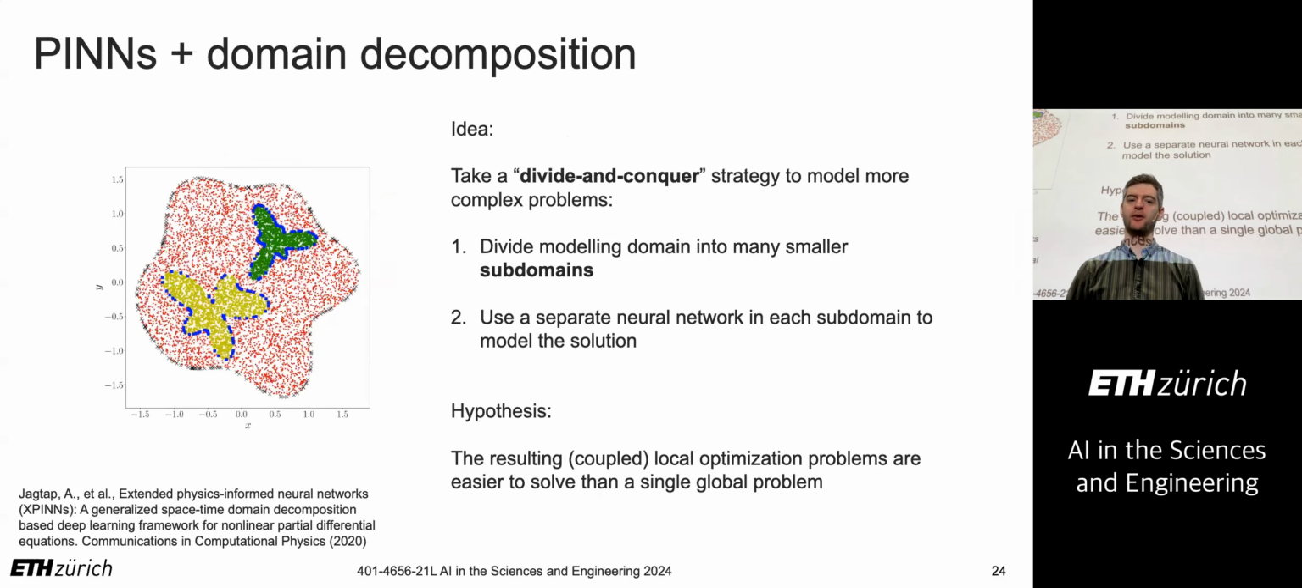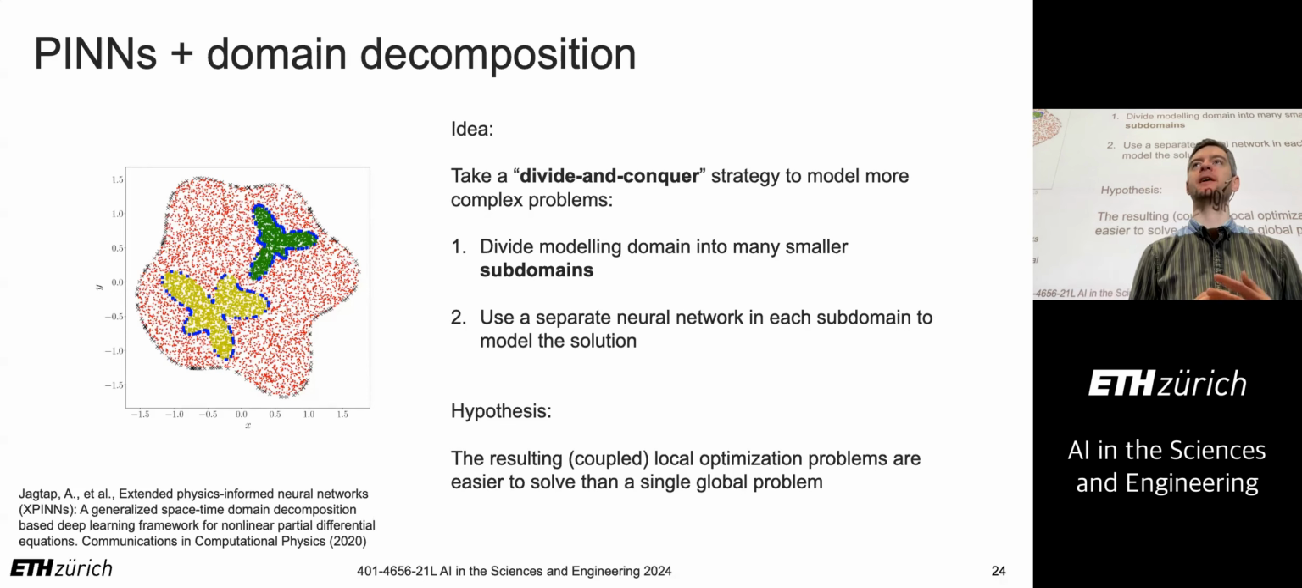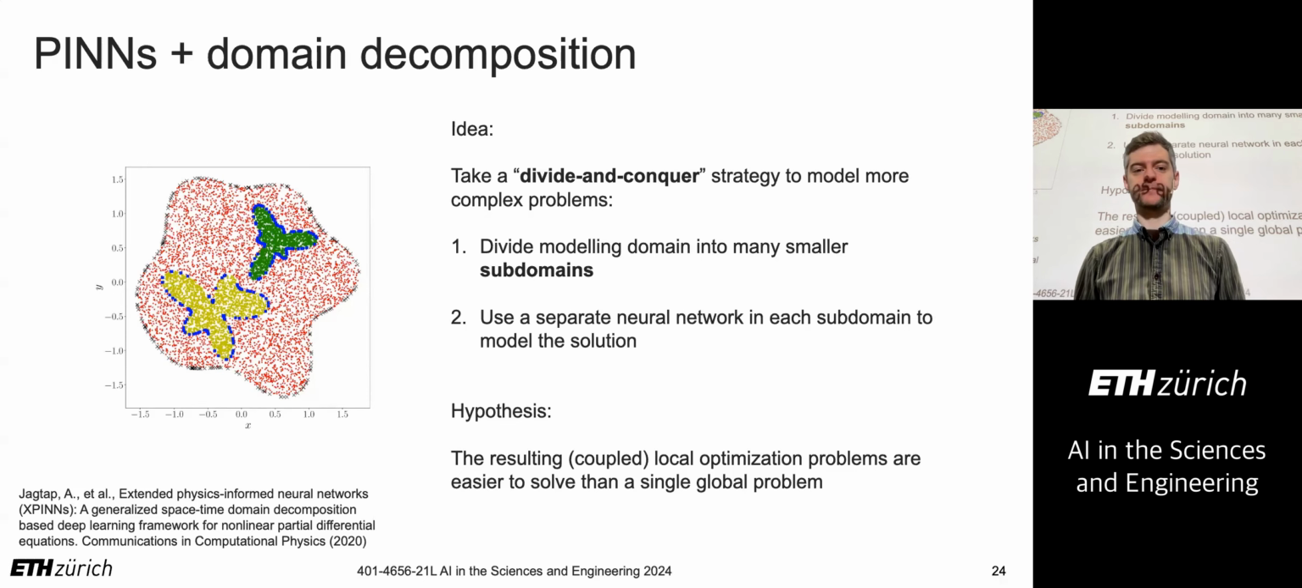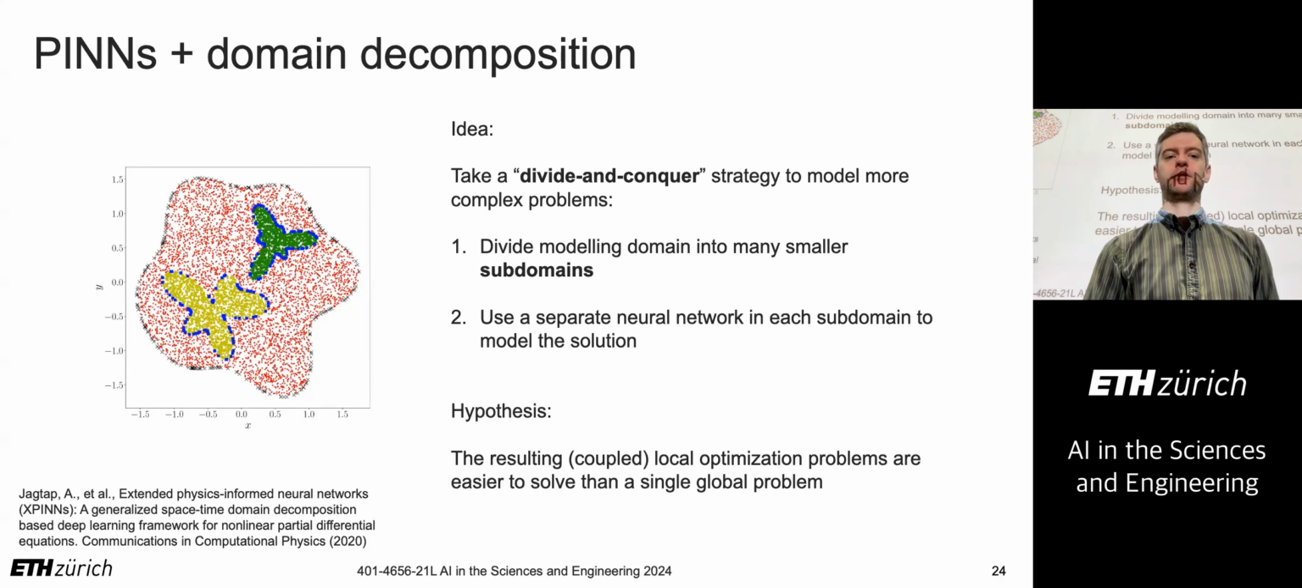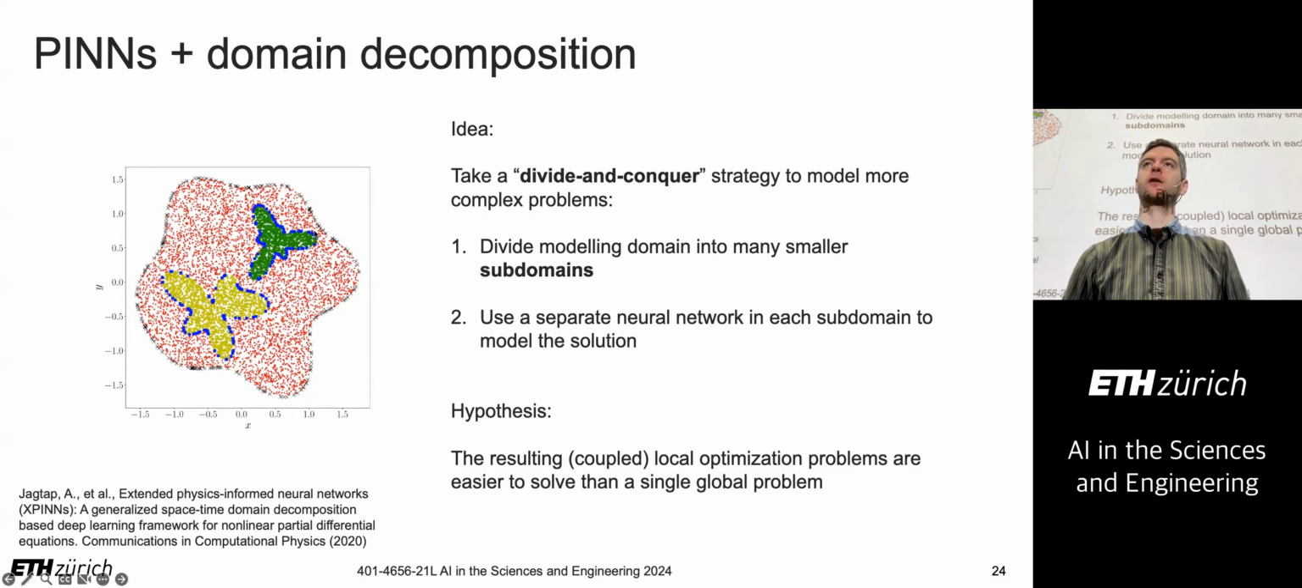So here's another approach to try and overcome the spectral bias or challenge of scaling PINNs to large problems. And that's to combine PINNs with domain decomposition. So what's the overall idea here? Well, the idea is to say, okay, that global optimization problem, trying to fit one neural network across all of the collocation points, is a really hard and complex problem.